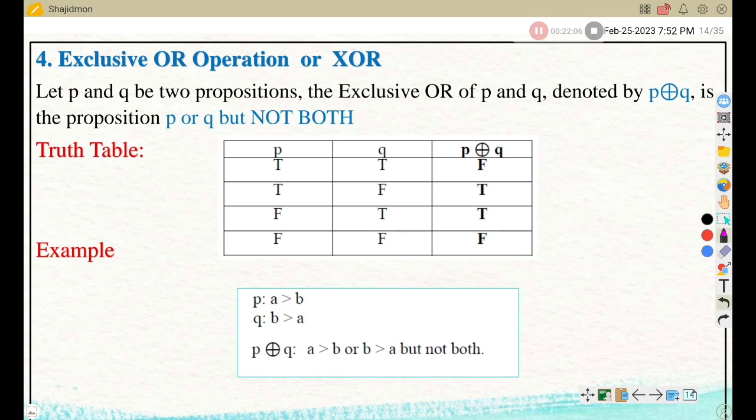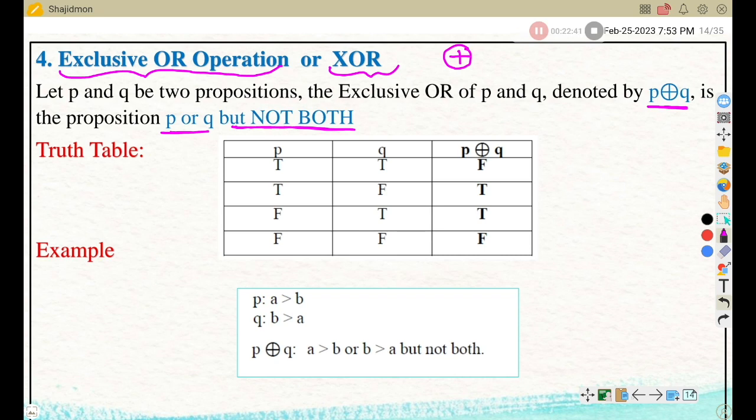Exclusive or operation, otherwise we call it the XOR operation. We use this symbol for it. Now how do we read it? P XOR Q means it is the proposition P or Q but not both. P or Q but should not be both. So this is a small difference compared to the or operation.